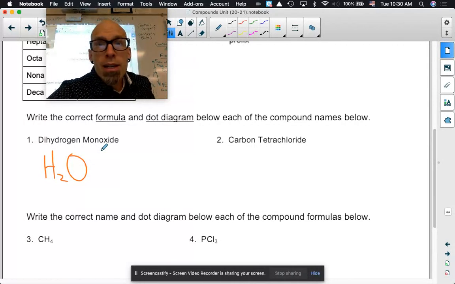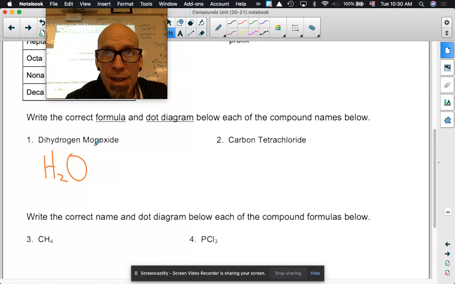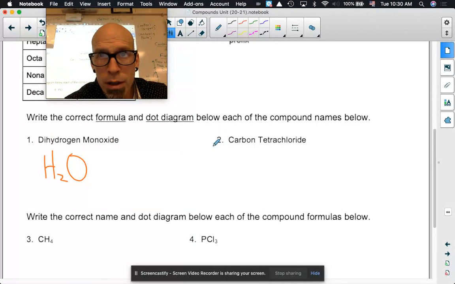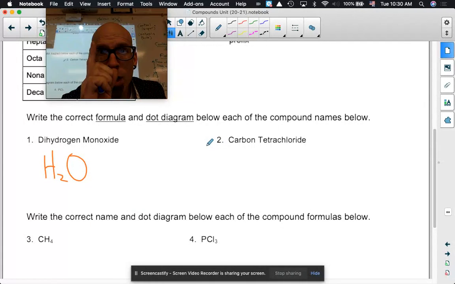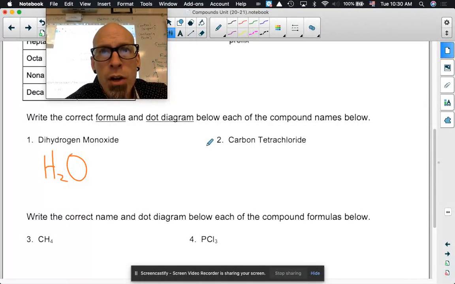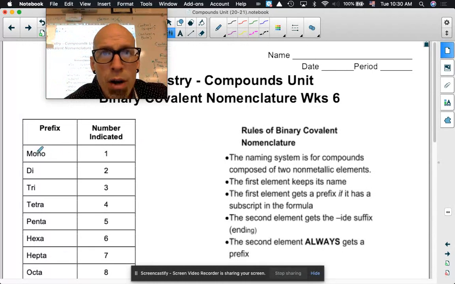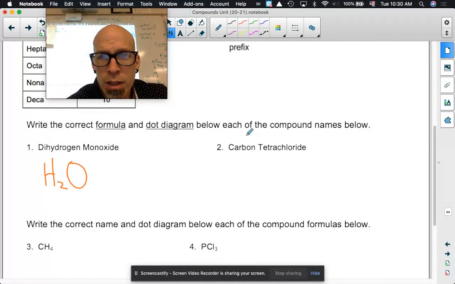Now, carbon tetrachloride. Notice there's no prefix here before the carbon. No prefix means there's how many of them? One. The names are never going to start with mono. You will never have mono at the beginning because the first element gets a prefix only if it has a subscript in the formula. There's not multiples. So it's only one.